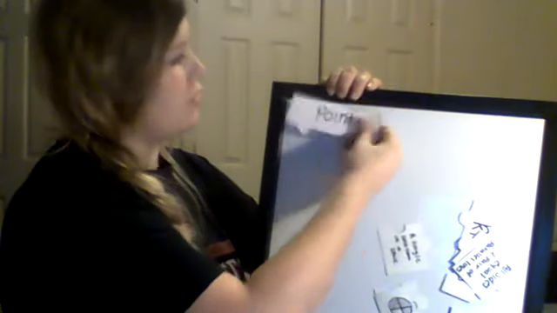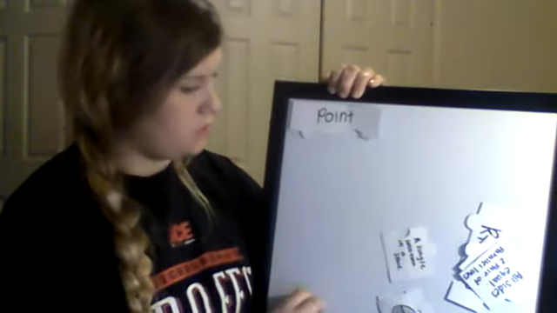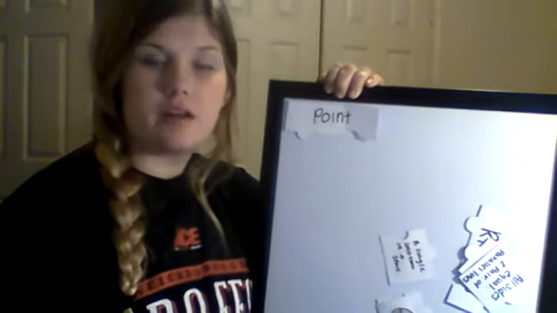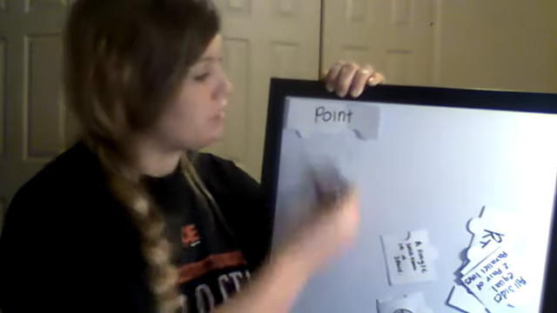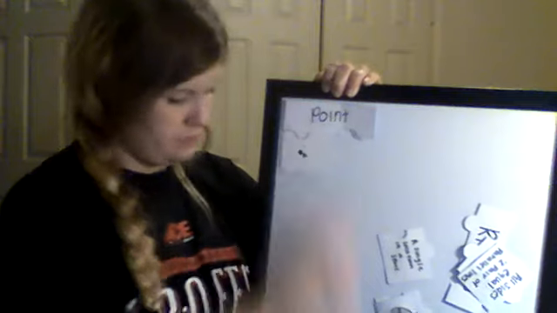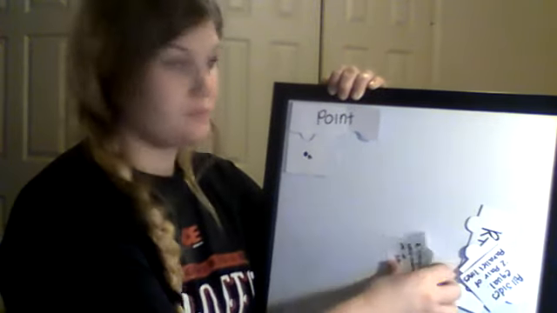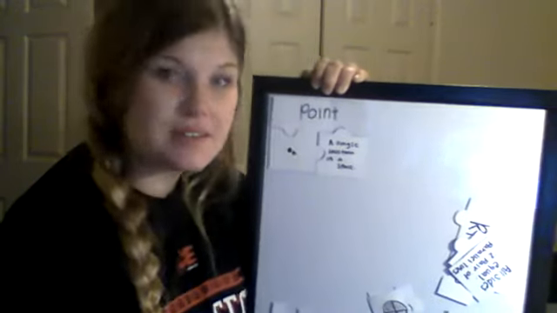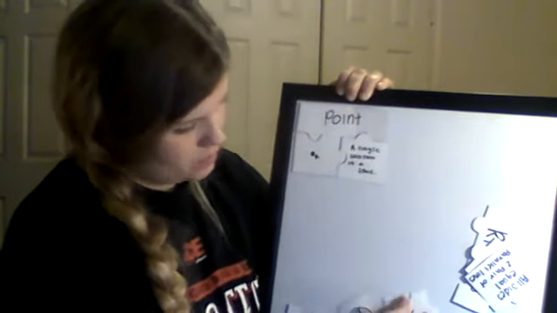Let's do point. Now, what does a point look like? Well, if you were writing it on a line graph, it's just a colored in circle with usually a letter representing what it is. And a point is a single location in a space.